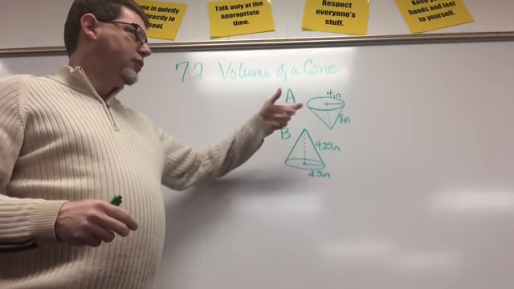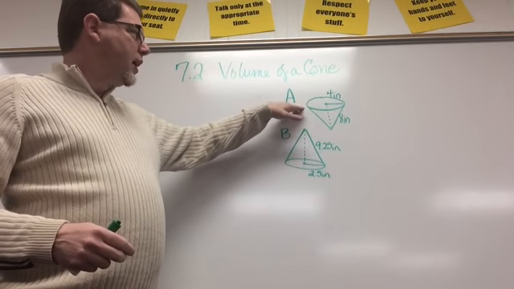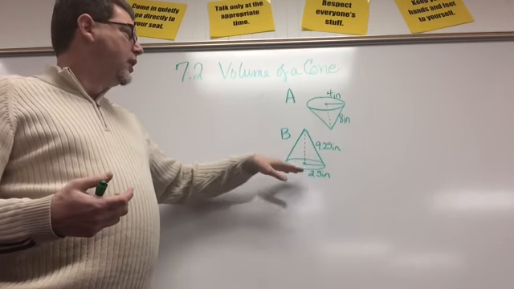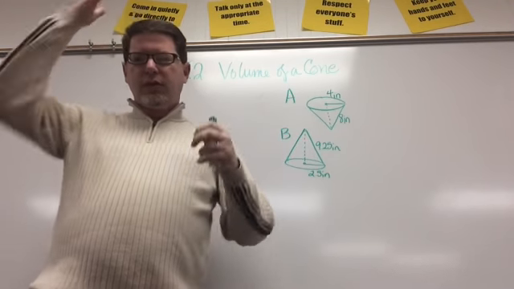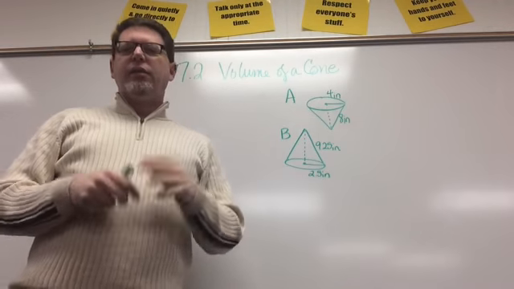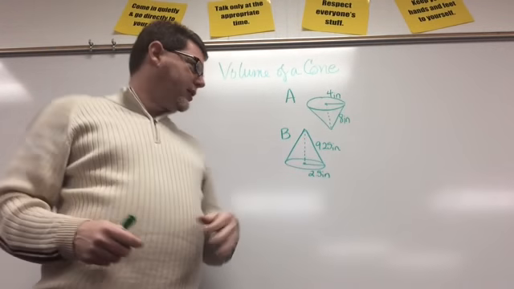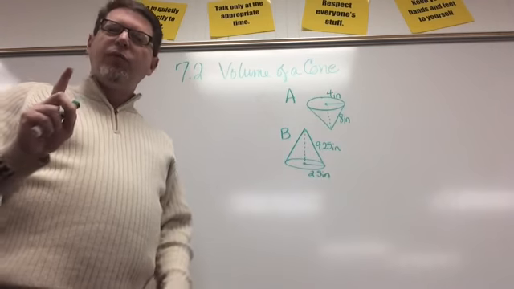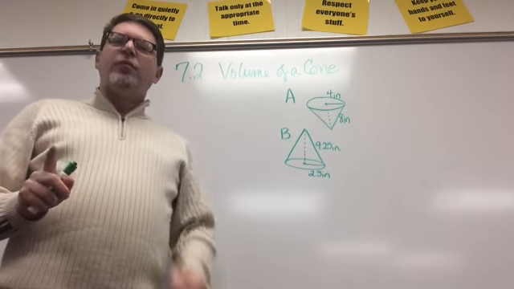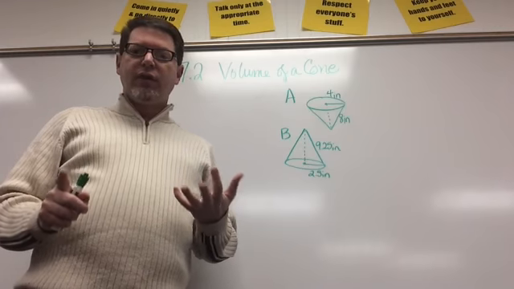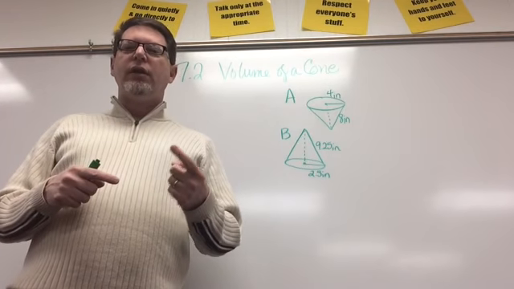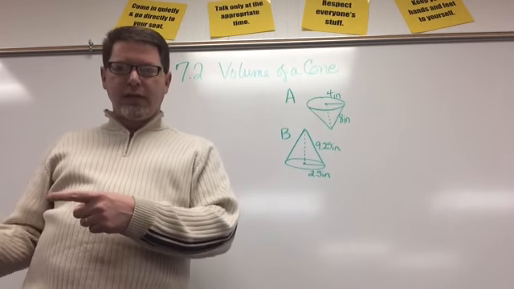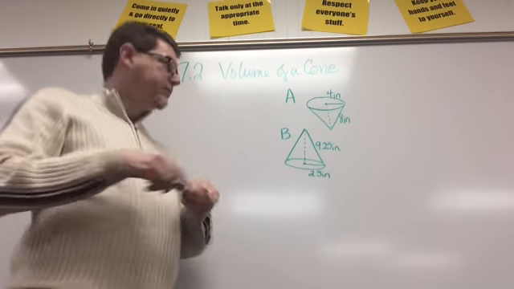And I have one drawn, cone A, it looks like maybe an ice cream cone. Cone B looks like perhaps one of those tall hats that wizards used to wear or something. So they can be drawn any of these ways. The important thing is knowing where the height is, because the formula for volume of a cone is exactly the same as the formula for volume of a cylinder with one addition.